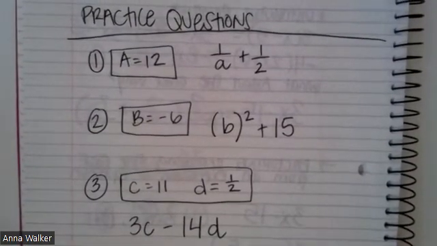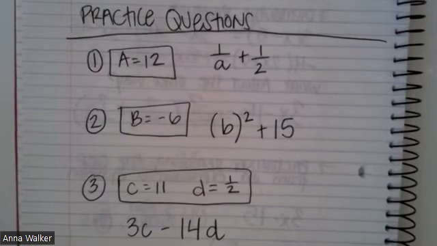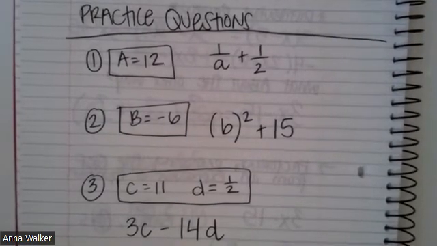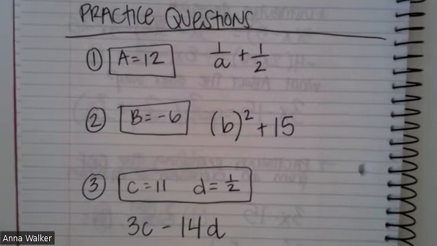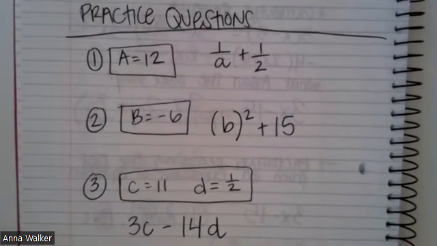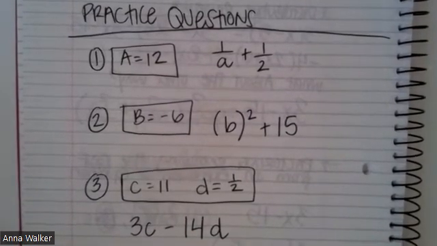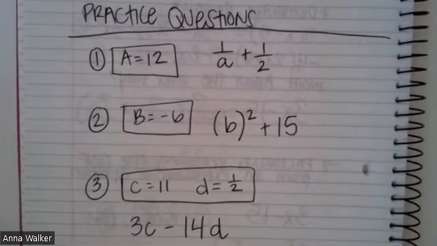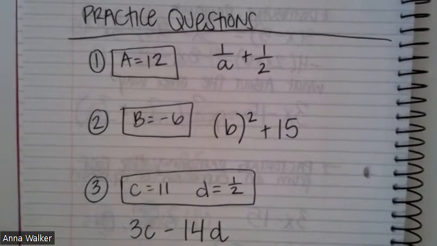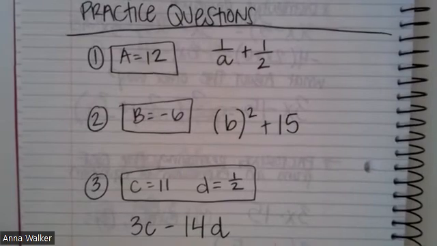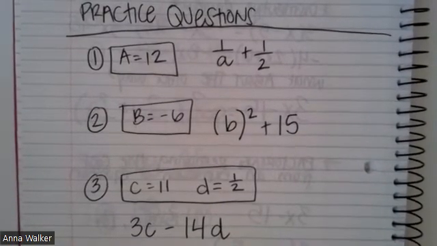Number 1 is when a is equivalent to 12, you have 1 over a plus 1 over 2. So you'll input that and it'll be like a fraction addition problem. Then you have when b is equivalent to negative 6, you have b to the power of 2 plus 15. And then you have when c is 11 and d is 1/2, you have the expression 3c minus 14d. So it's incorporating some integers and some fractions. So make sure you try them out.